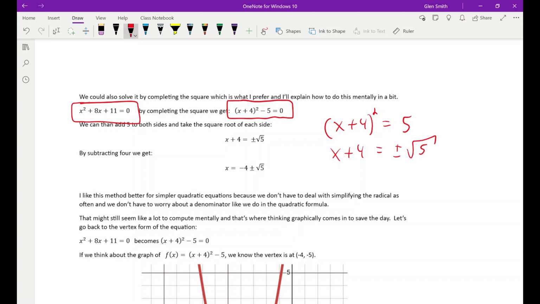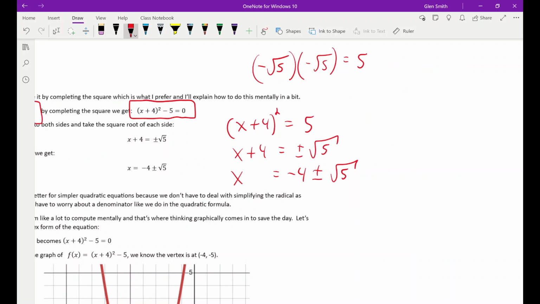But you put a plus or minus because when you're taking the square root, if you square negative root 5, you still get positive 5. Negative root 5 times negative root 5 is still positive 5. All right, and then we would subtract 4 off of here, and we would get negative 4 plus or minus root 5. And you put the negative 4 out front of this instead of writing this plus or minus root 5 minus 4. It's the same as that thing. You can write it like that, but generally we want this number out front here. That's how you typically write it.